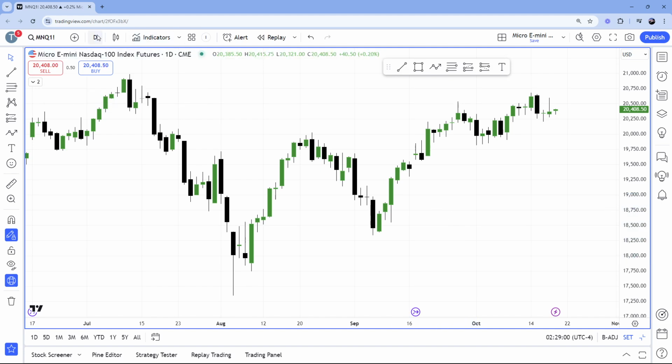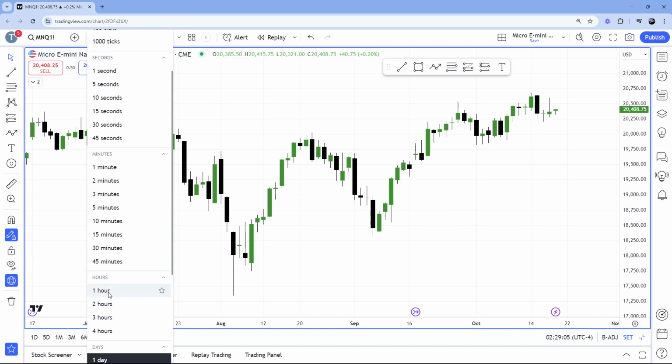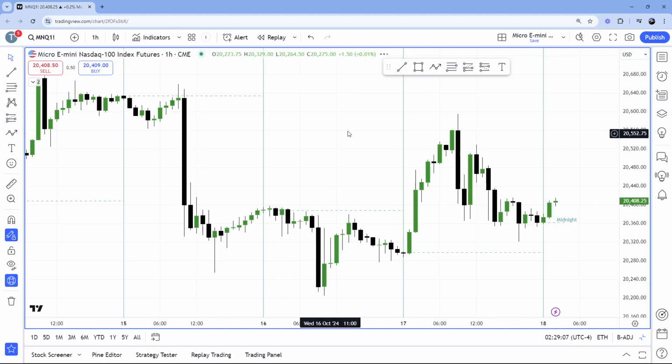Now if I change this into 1 hour, from here if I select 1 hour, then what I see is each candle is an hourly candle. What that means is, over here, this is New York time 1 a.m. So at 1 a.m. the price has gone up. Then at 2 a.m. New York time, again the price has moved up. Bullish candle, bullish candle, bullish candle, bullish candle.